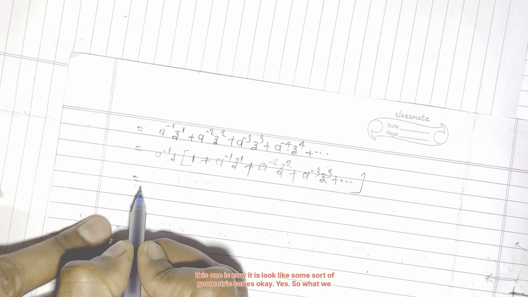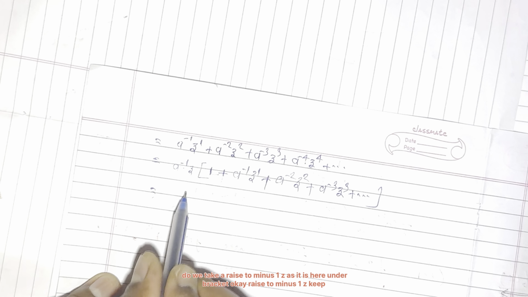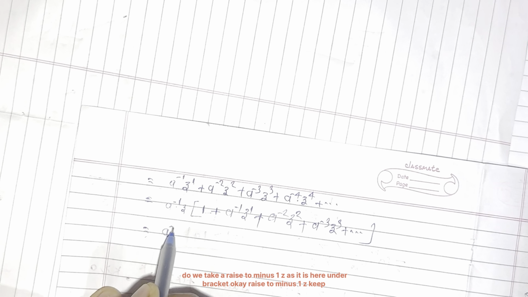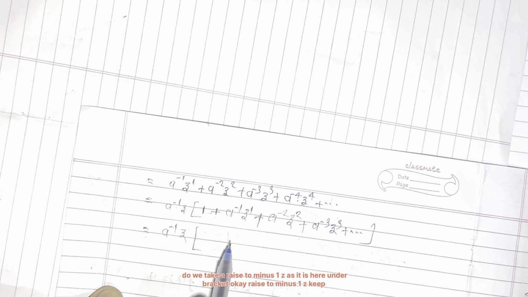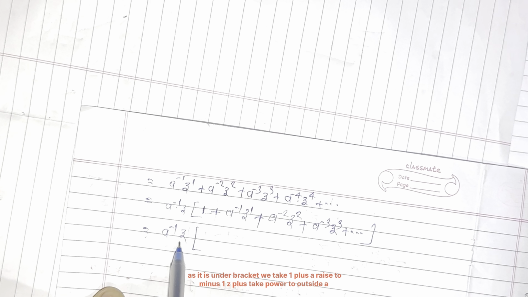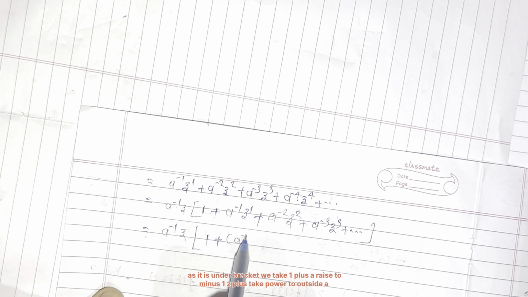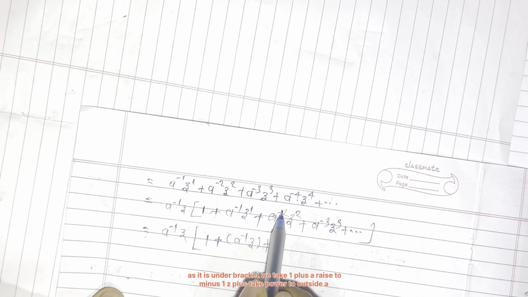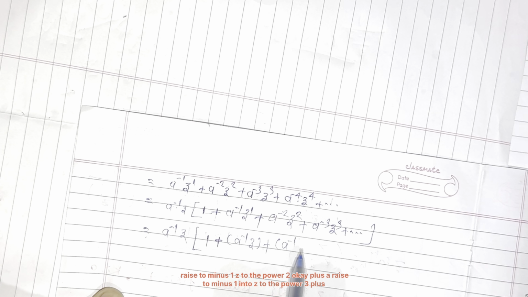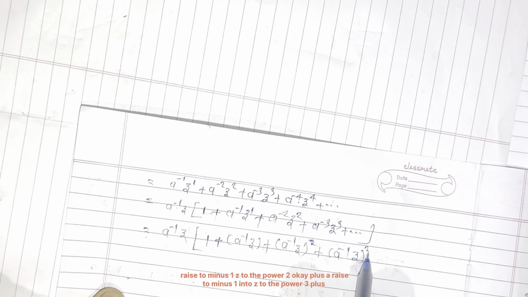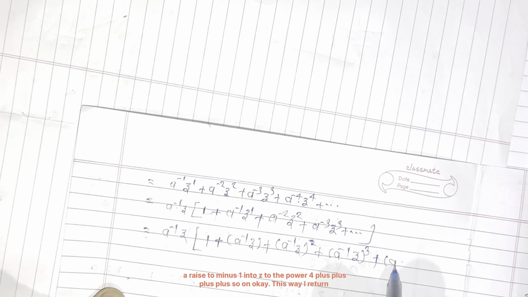So what we do, we take a raised to minus 1 z as it is here under the bracket. Keep a raised to minus 1 z as it is, and under the bracket we take 1 plus a raised to minus 1 z plus, taking the power outside, a raised to minus 1 z to the power 2, plus a raised to minus 1 into z to the power 3, plus a raised to minus 1 into z to the power 4, plus so on.